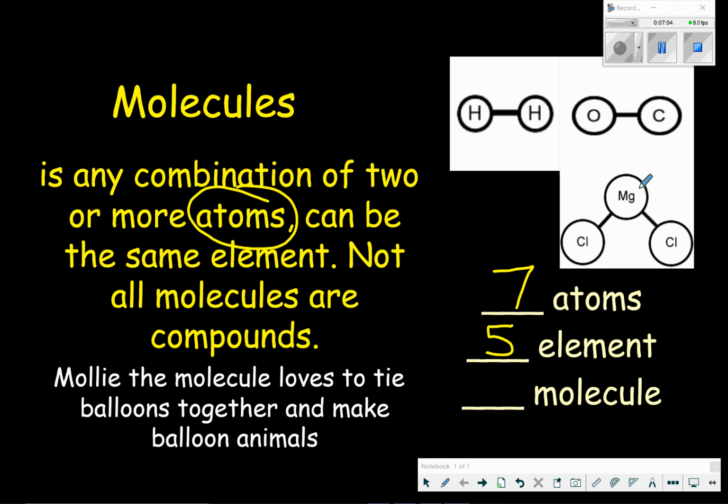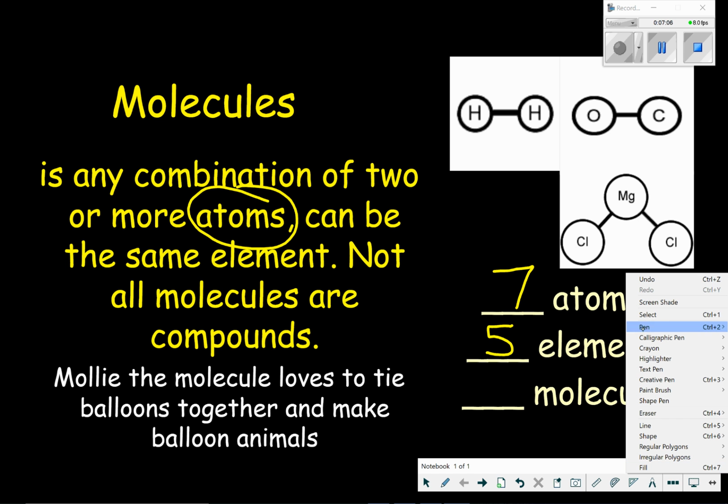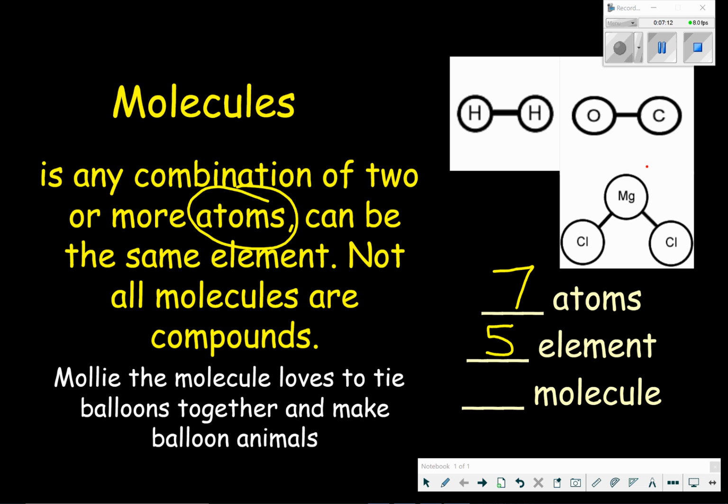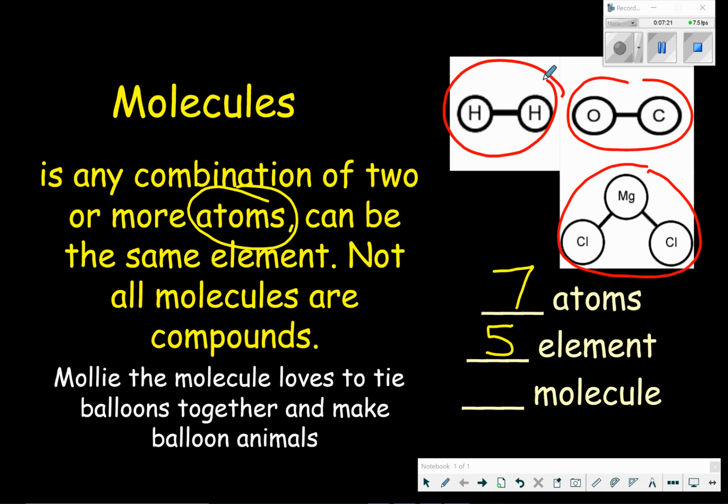So the magnesium and the 2 chlorines are a molecule. If there are 2 or more balloons, then that is its own molecule. And they join using these sticks. We're going to call them bonds. So in this situation, we have 3 molecules. It doesn't matter if they are hydrogen, or oxygen, or carbon. Just so there is a stick connecting 2 balloons, we are talking about a molecule.